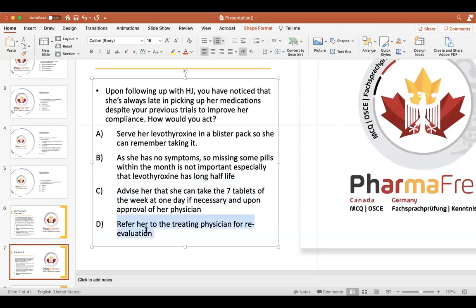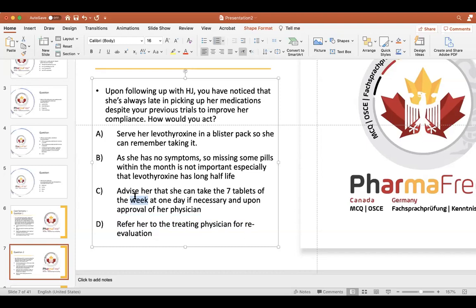But referral to physician, yes, you can refer her, no problem. But you are not answering the issue here. For me, I think this is the easy answer: refer her and let the doctor deal with her. But I think you can advise the doctor and offer the solution at the same time.